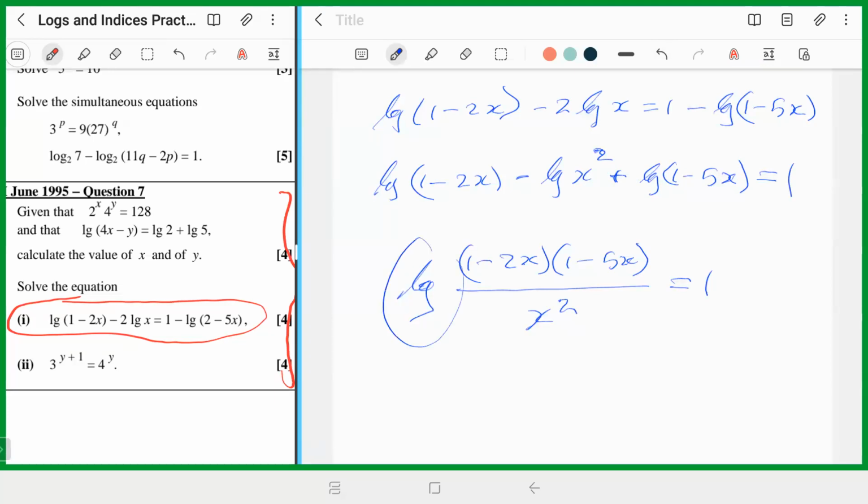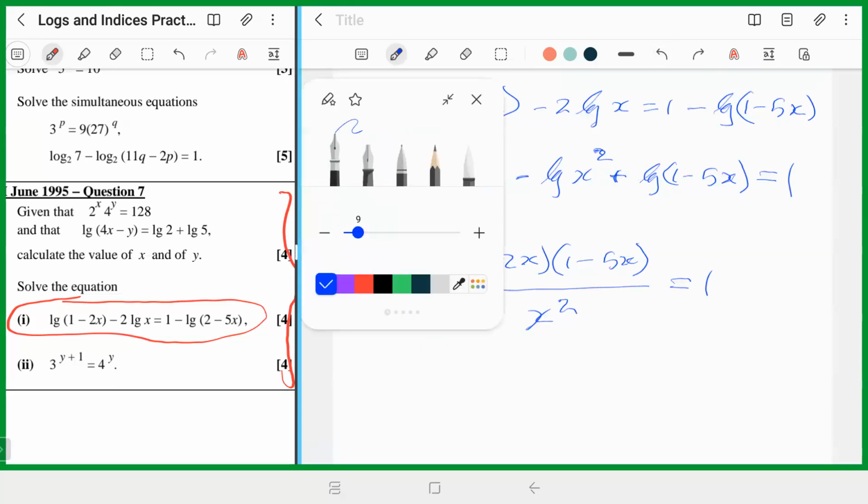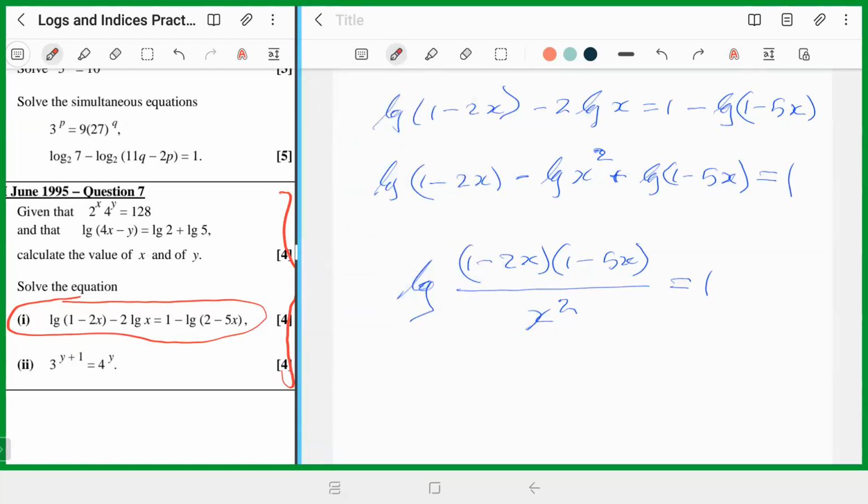When we say lg, it means that the base is 10. If the log of a number is 1, it means that the number and the base are equal, or we can say raise 10 to the power 1, still 10. Anyway, this thing is equal to 10. So we get 1 minus 2x bracket 1 minus 5x over x squared equals 10.